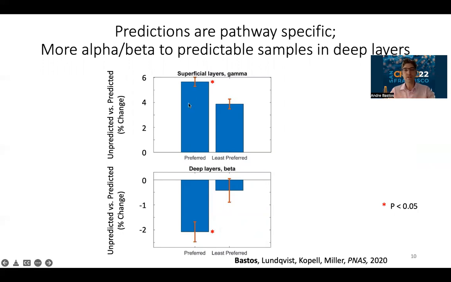Superficial layers displayed more of an enhanced gamma to the unpredictable versus predictable sample when it was the preferred sample. And in the deep layers, there was a similar effect seen, but now the opposite effect: the more predictable the sample stimulus, the more beta, but only for columns that corresponded to neurons that had selectivity for the sample stimulus.